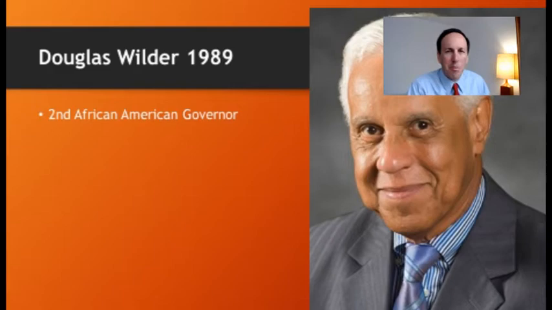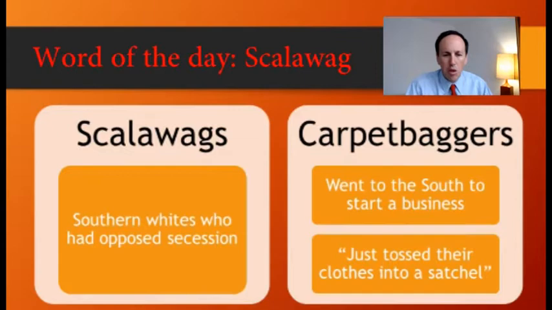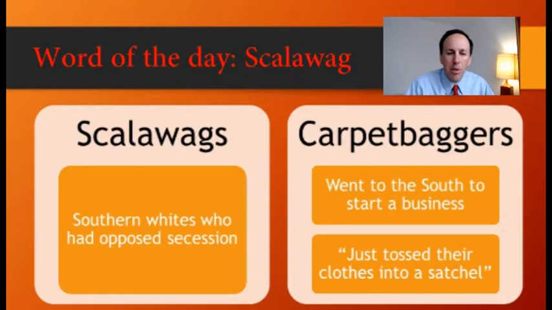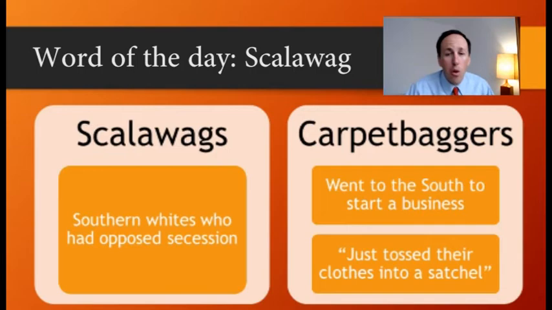If you're a Southern person and you had opposed secession, you get a term: you're called a scallywag. So write that down as your vocab word. What is a scallywag? A Southern white who had opposed secession. And if you're in the North and you want to take advantage of the South's suffering, go down there and start a business or profit in some way, you are a carpetbagger. That comes from the idea that you would throw everything you own into a carpet, roll it up, and ride on down there. And then you take advantage of the fact that they need some help.